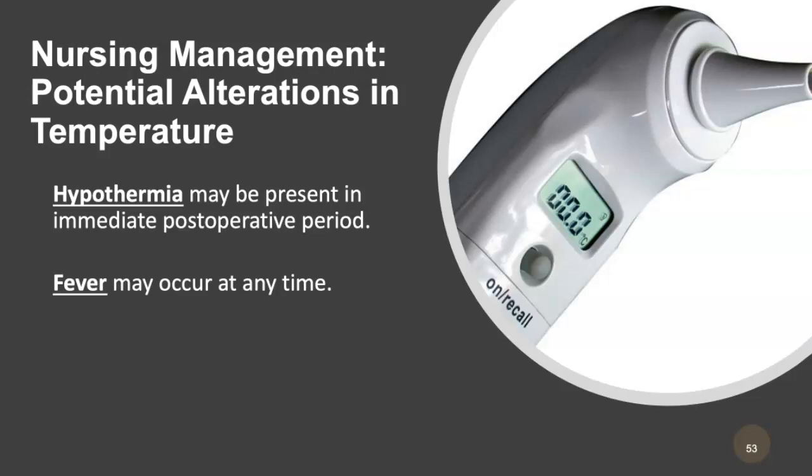So nursing management, if we look at alterations in temperature, hypothermia, a core temperature less than 36, occurs when heat loss is greater than heat production. Hypothermia may be the result of loss of heat from a warm body to a cold operating room, or loss of heat from exposed body organs to the air, or to the use of cold irrigation fluids. Frequent assessment of the patient's temperature in the days after surgery is important to detect patterns of hypothermia or fever, and fever may occur at any time.